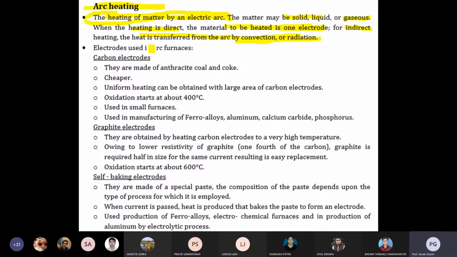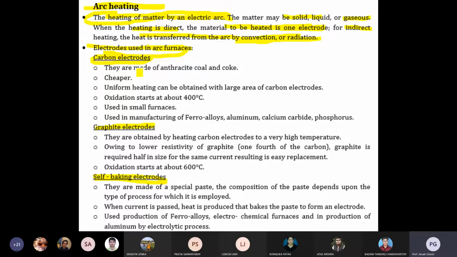Now, the electrodes used in arc furnaces. What are the electrodes? Carbon electrodes, graphite electrodes and self-baking electrodes. Normally three types of electrodes are used here, based on the heating temperature, meaning how high a temperature you can reach. Based on the temperature, you get that value. So first, let's look at the electrodes.